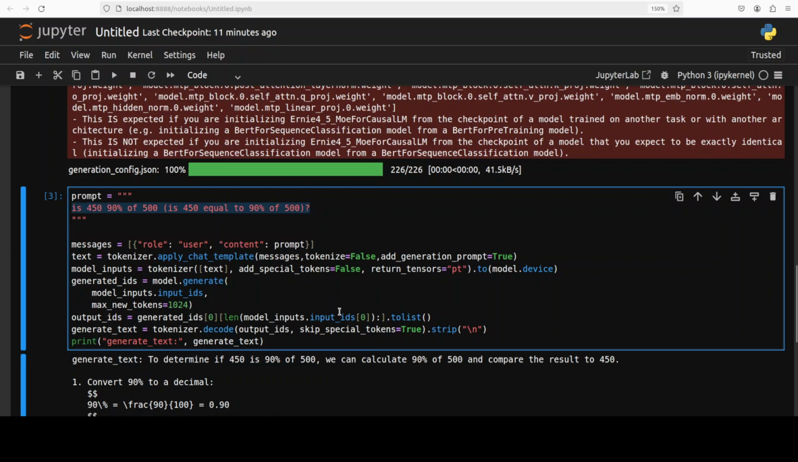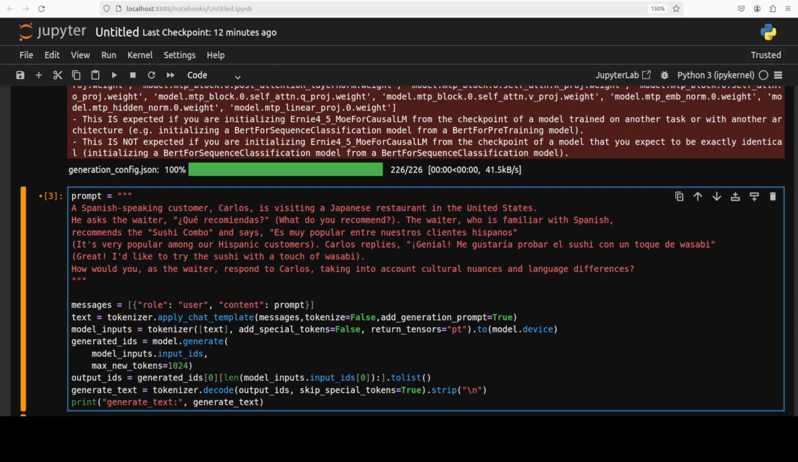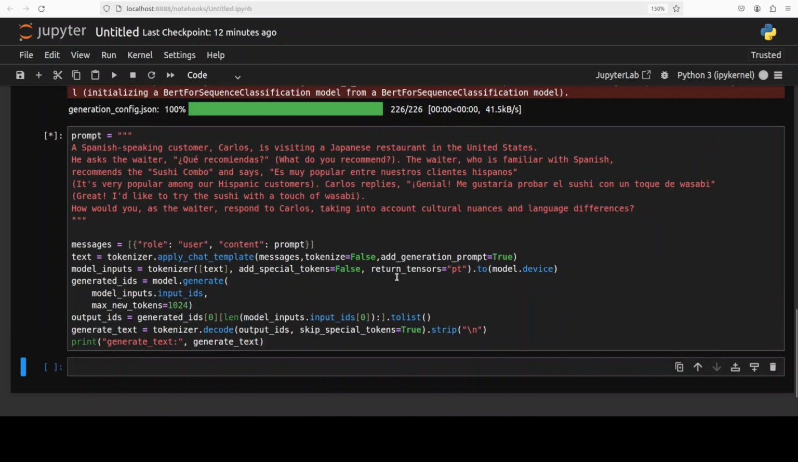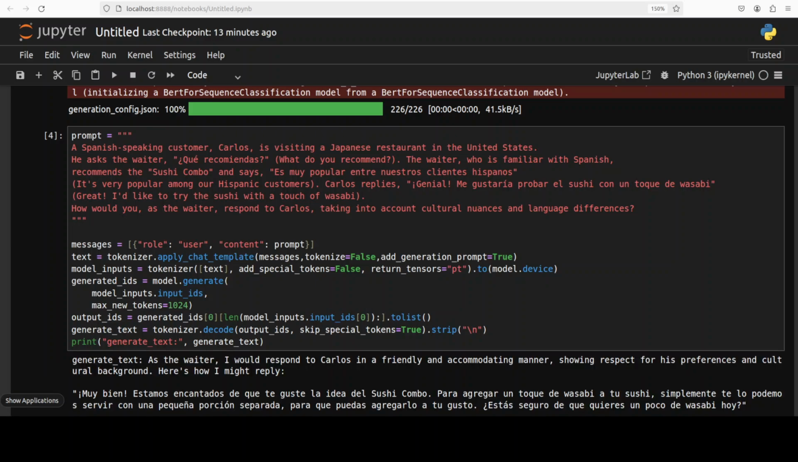Let's check out some multilingual and cultural nuance questions. Let me format it first. This next prompt requires the model to understand Spanish, Japanese culture, and American culture nuances, as well as respond appropriately in English or Spanish to a Spanish-speaking customer who is visiting a Japanese restaurant in the US. Let's see if it is able to do this sort of test. And there you go.